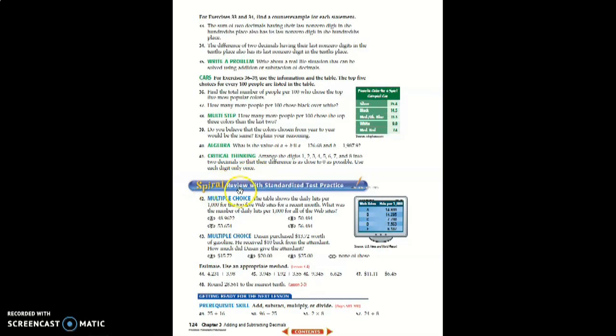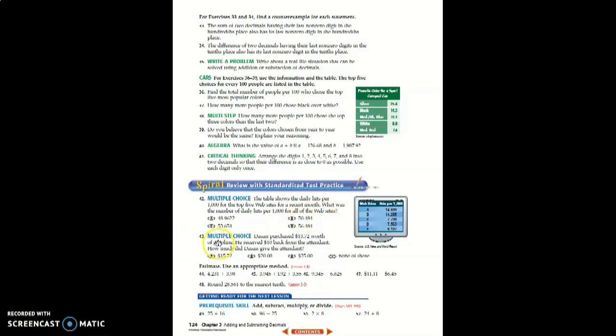Spiral review with standard test practice. 42. Multiple choice: the table shows the daily hits per 1000 for the top 5 websites for a recent month. What was the number of daily hits per 1000 for all of the websites?